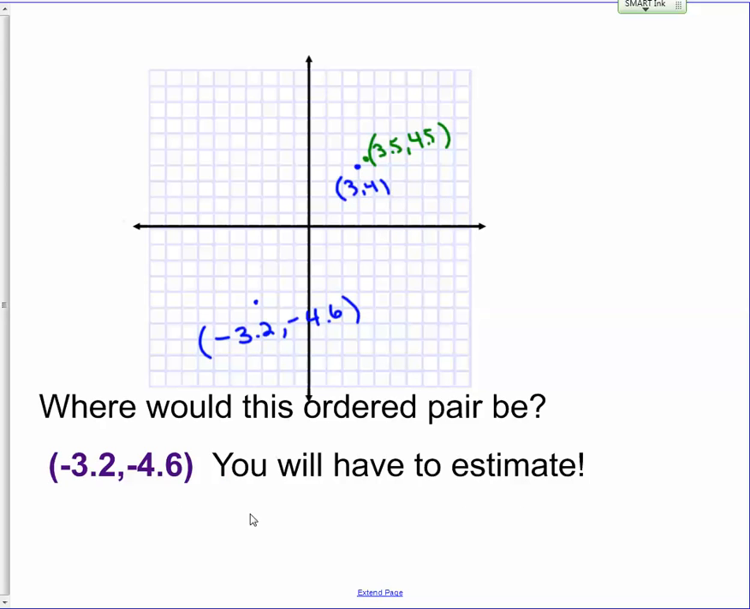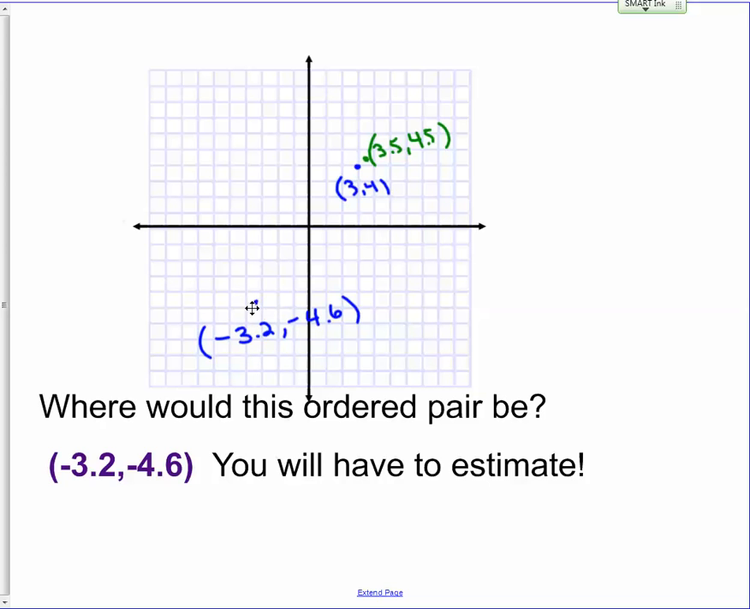Where would this ordered pair be? Now, negative 3 and 2 tenths, negative 4 and 6 tenths are in quadrant 3. Remember, if the first number is negative, we go to the left. If the second number is negative, we go down. So if x is positive, it's right. If x is negative, left. If y is positive, it's up. And if y is negative, it's down. So this is the third quadrant where both are negative.